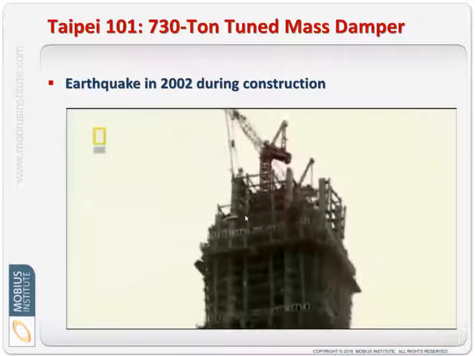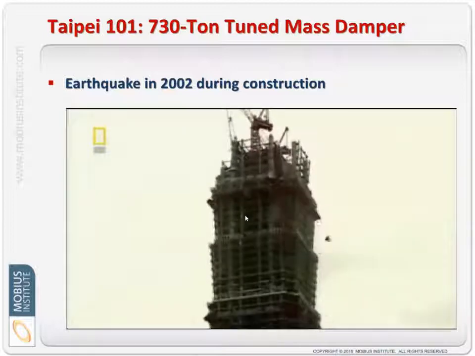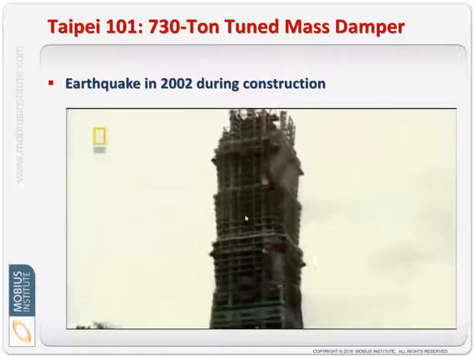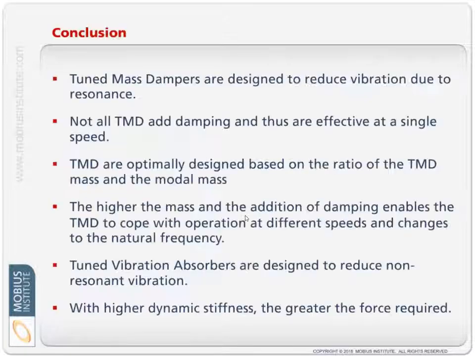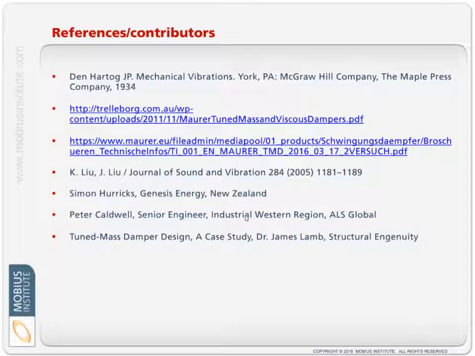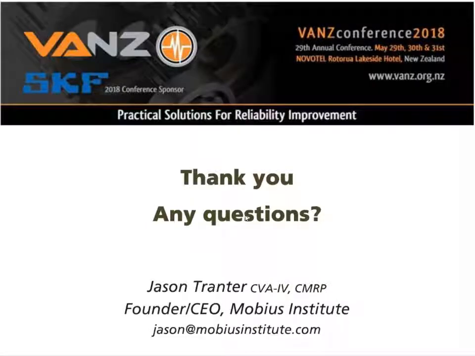And this is without the tuned mass damper. During an earthquake, a crane actually fell off and unfortunately landed on some cars. Sad story, but it just shows the difference if you've got them or not. So tuned mass dampers and tuned vibration absorbers are a practical solution to high vibration. I've got some good references there.